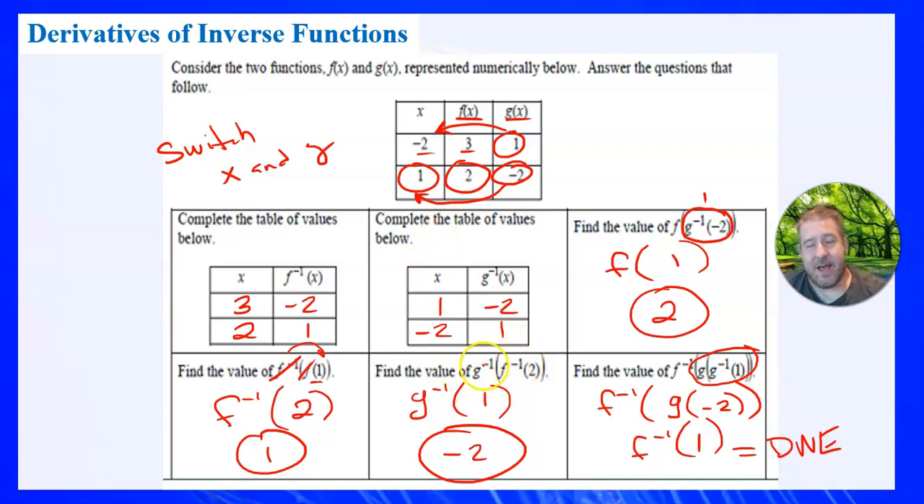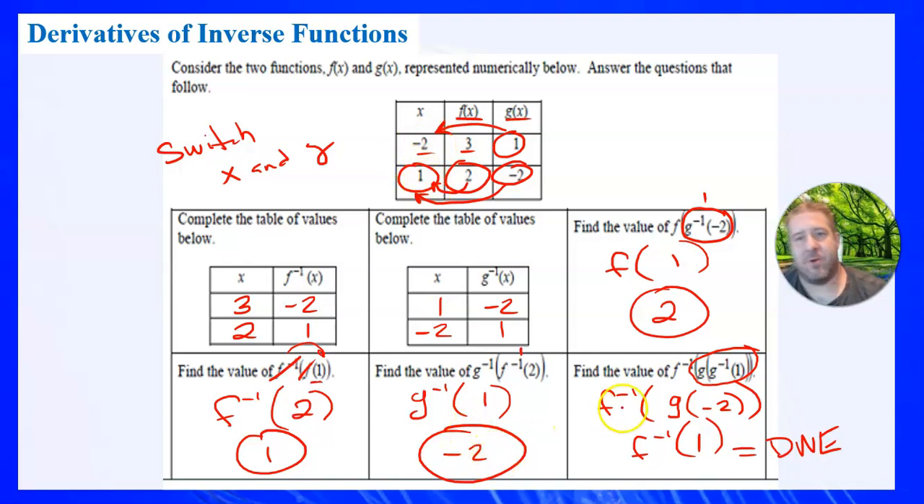Now, you can't say these cancel out when they're two different letters. So we have to do them one at a time. F inverse of 2 is 1. So I'm looking here, f inverse of 2 is 1. So we know this is 1. Now we have to do what's g inverse of 1. G inverse of 1 is -2.